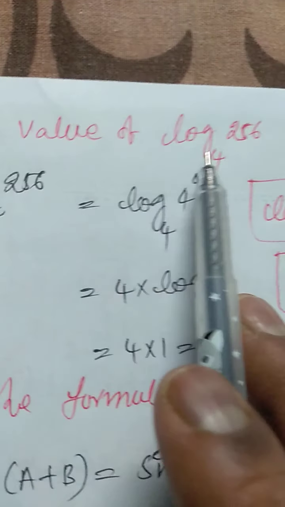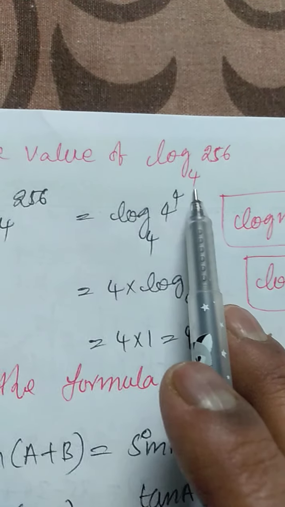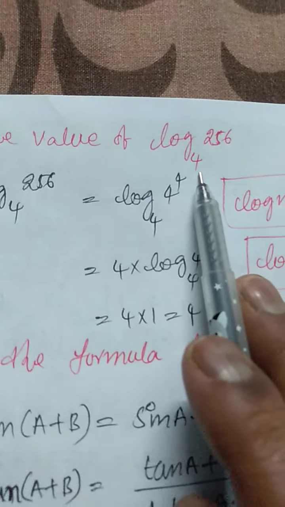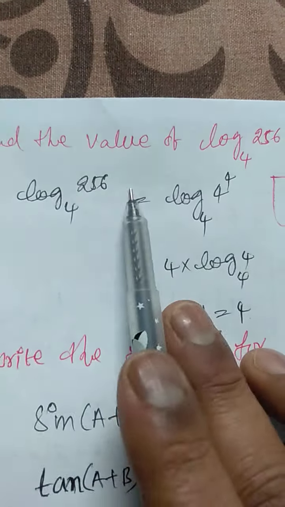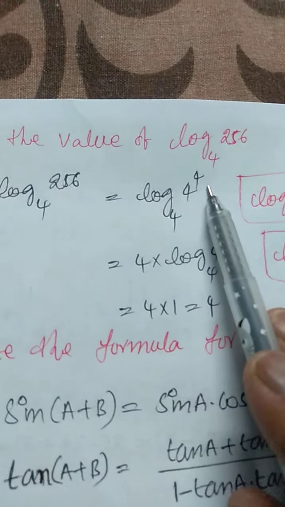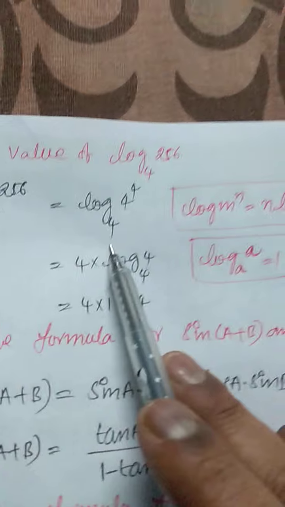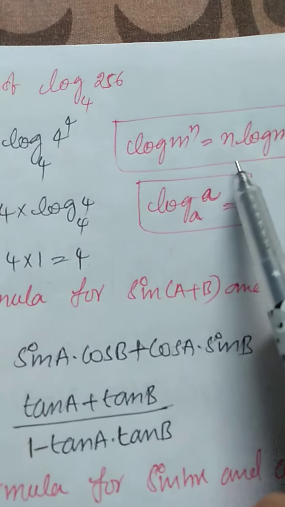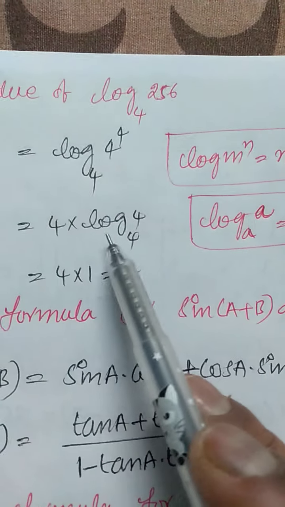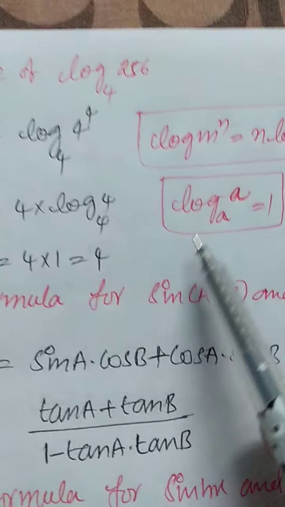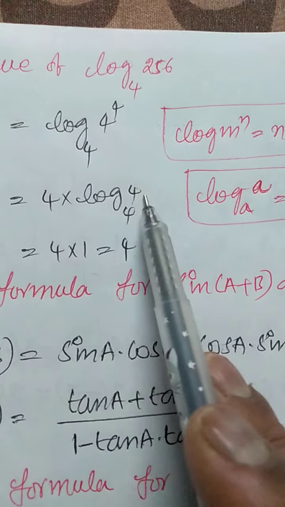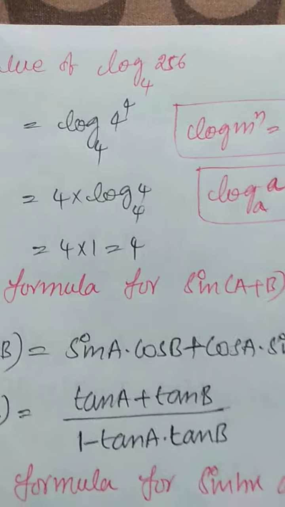Find the value of logarithm of 256 to the base 4. Logarithm of 256 to the base 4 is equal to, 256 can be written as 4 to the power of 4, to the base 4. It is in the form of logarithm of m to the power of n, which can be written as n into logarithm of m. This can be written as 4 into logarithm of 4 to the base 4. Since logarithm of the base itself is equal to 1, 4 into logarithm of 4 to the base 4 is equal to 4 into 1, which is 4.